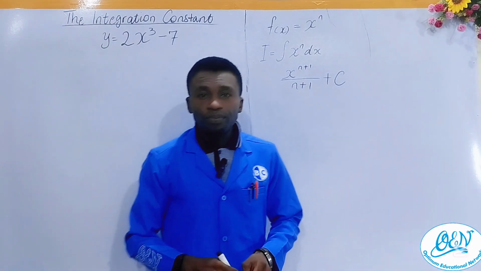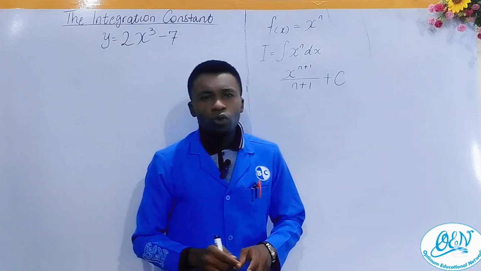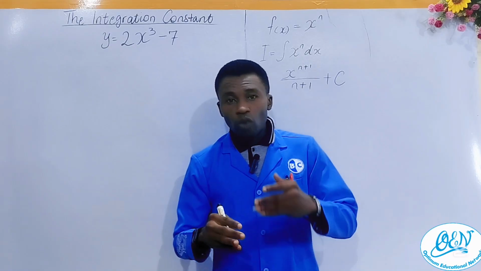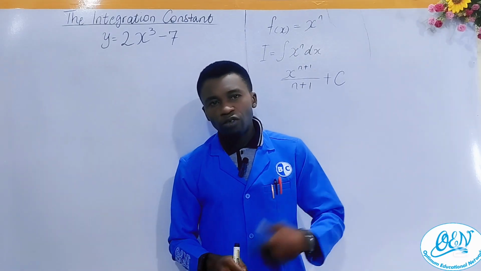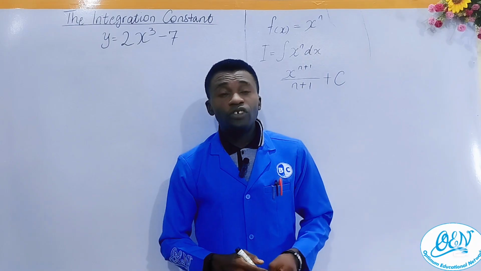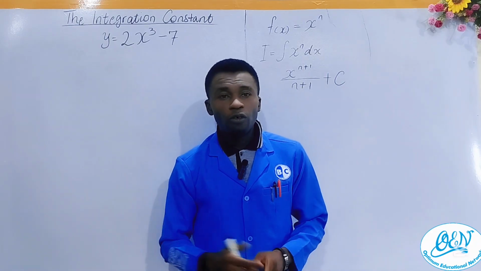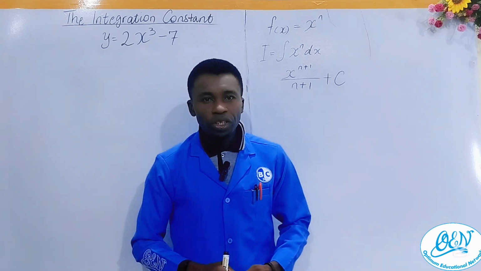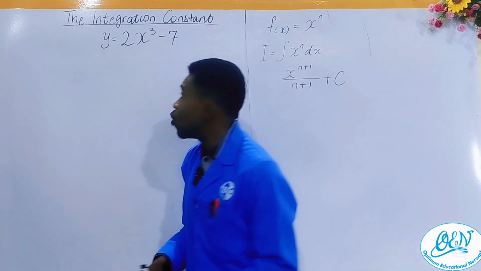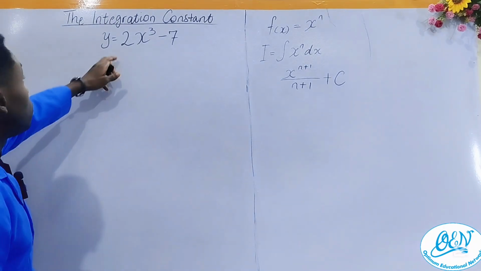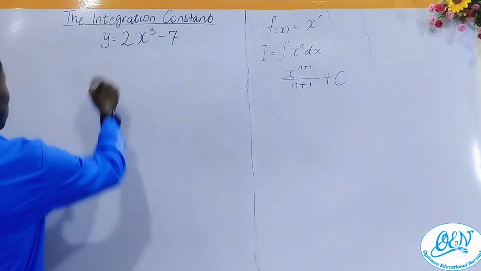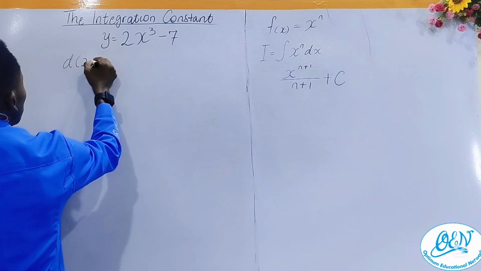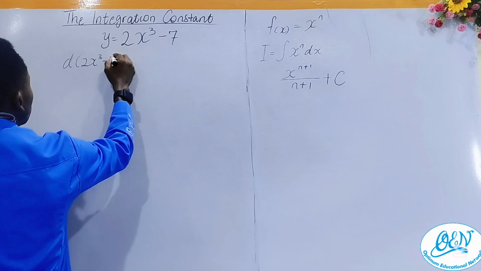So for all intents and purposes, these are the steps you take if you want to integrate a simple function. But every one of us also knows that integration is the reverse process of differentiation. So while you differentiate a function to obtain the derivative of the function, you integrate that derivative to obtain the original function from which the derivative is obtained. For example, you have this function. To obtain the derivative of this function, you have d of 2x cubed minus 7, over dx.